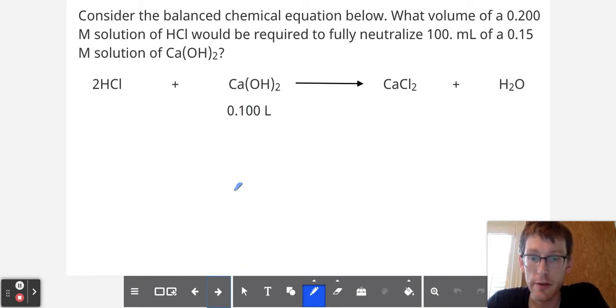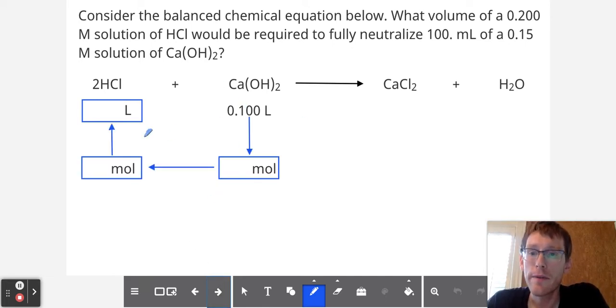That's the 100 milliliters. And I know that I'm asked what volume, how many liters of HCl is necessary to do this reaction. So I know that if I'm going to get from liters of one substance to liters of another, I have to go through moles. And now I just have to figure out the mole-mole ratio, that's easy enough. This comes straight from the equation. But I need to figure out how do I get from liters to moles here and from moles to liters.